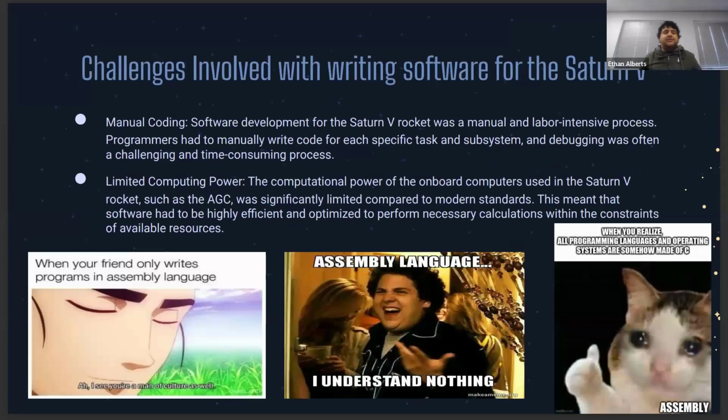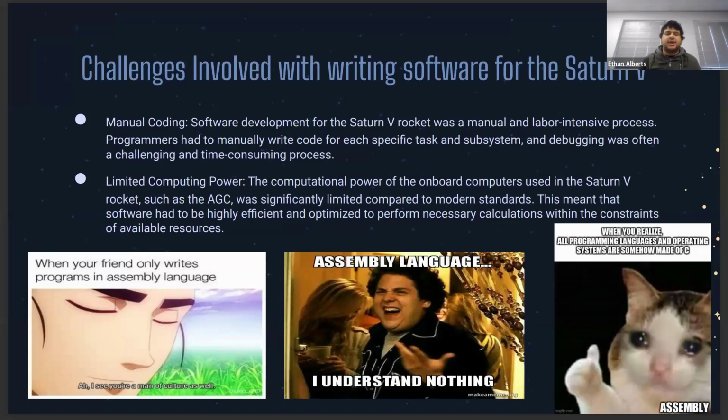As for the challenges involved with writing software for the Saturn V rocket, there was a lot of manual coding involved. That was a very labor-intensive process. The programmers had to manually write the code for each specific task and subsystem, and debugging was often a challenging and very time-consuming process. What I mean by manual coding is that there was no higher language like C or C++, obviously for the time period.